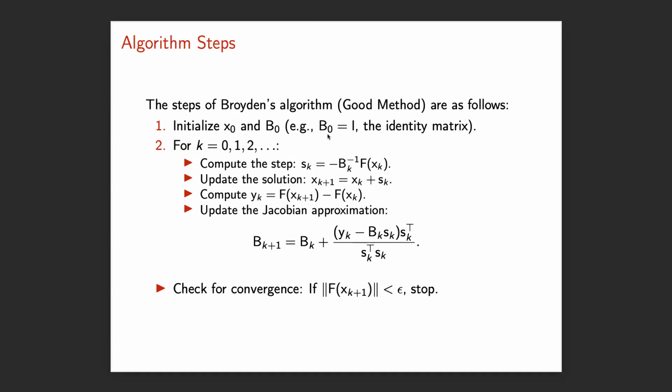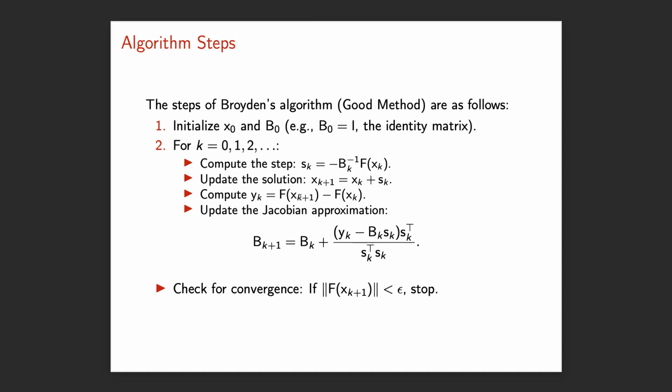And in many, many cases, people actually approximate the gradient by setting it equal to the identity matrix. That's a pretty common approximation. Some people even set it to some random values. And then you run through the different iterations. You compute this step, S of K, which is B of K inverse times the value of the function. You update the solution with the X of K.